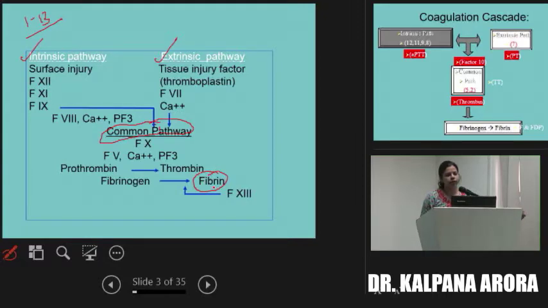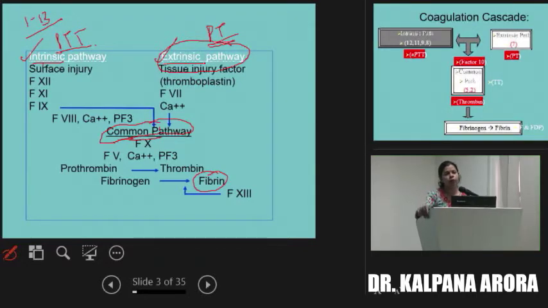Now this assessment of the clotting factor pathways, we do by different tests. What are those tests? We use the prothrombin time and the partial thromboplastin time to assess these pathways. So how do we do it? For the extrinsic pathway, which test is done? It's the prothrombin time. And for the intrinsic pathway, we do the partial thromboplastin time. And remember, both of these are also common for the common pathway. The intrinsic pathway and common pathway by partial thromboplastin time, and the extrinsic pathway by prothrombin time.